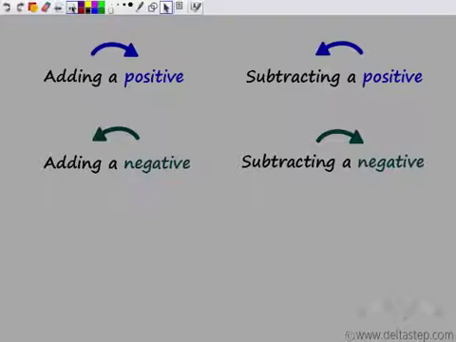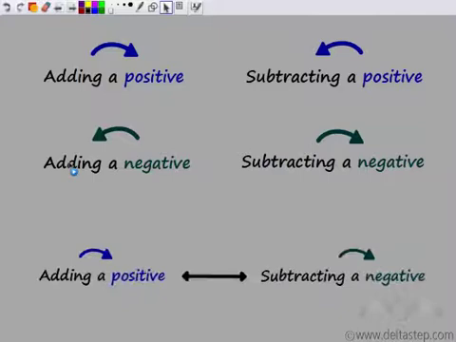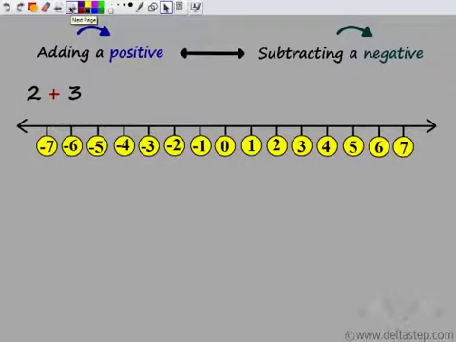If you observe, you will see that adding a positive and subtracting a negative, both look exactly the same. Both are in the same direction, which is moving forward. So I can say that adding a positive is the same as subtracting a negative. Let us look at this. I take adding a positive, two numbers, 2 and 3. So if I want to add 3 to 2, I'll start from 2 and add 3 to this. So I start from 2 and I add 3, 1, 2, 3. I get 5.